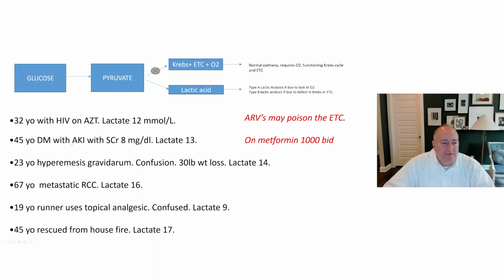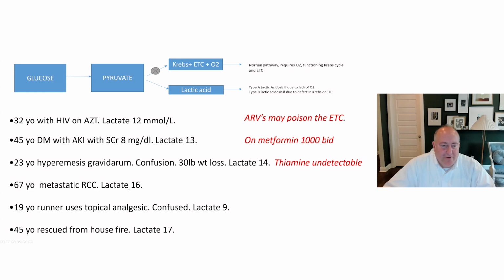This is a patient with metformin. This is the mechanism of lactic acidosis with metformin. Metformin poisons the electron transport chain, so that's how you get lactic acidosis. This is thiamine deficiency. I actually see this not infrequently. Thiamine is needed to convert pyruvate to acetyl-CoA into the Krebs cycle. So thiamine deficiency can cause lactic acidosis because you can't go this way, so you're shunted to anaerobic.